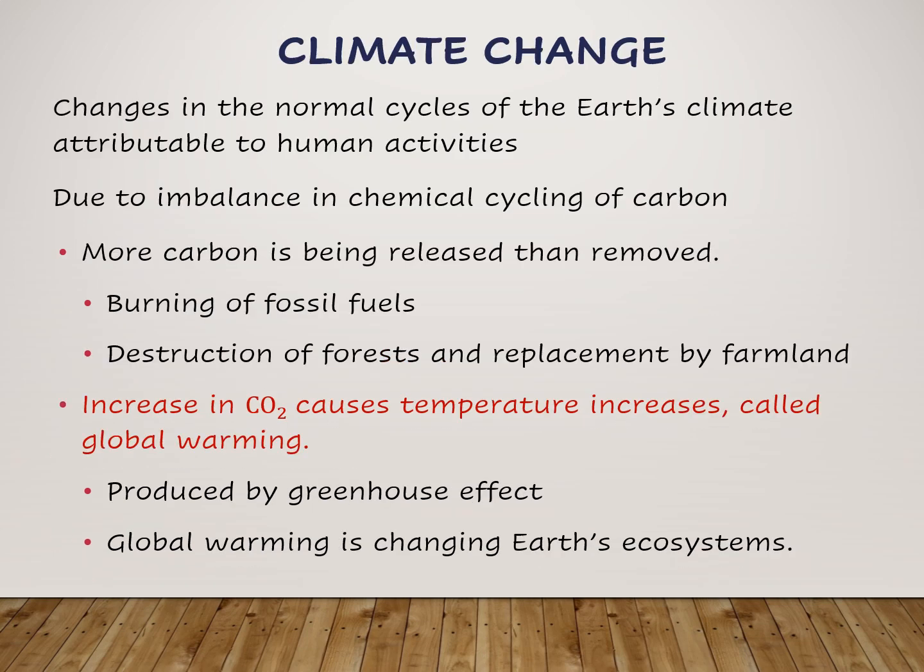The term climate change refers to changes in the normal cycles of the Earth's climate that may be attributed to human activity. Climate change is primarily due to an imbalance in the chemical cycling of the element carbon. Normally, carbon is cycled within an ecosystem. Today, the amount of carbon dioxide released into the atmosphere is about twice the amount that remains in the atmosphere. The belief is that most of the rest dissolves in the ocean, which is increasing its acidity.